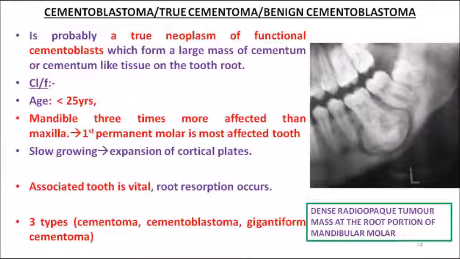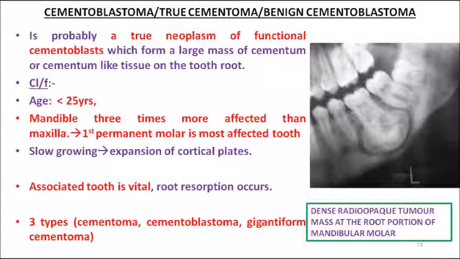Now coming to the last benign odontogenic tumor we are dealing with today, that is cementoblastoma. It's very important because cementoblastoma, or true cementoma, or benign cementoblastoma, is seen radiographically as a dense radio-opaque tumor at the root portion of the mandibular molar, as in the radiograph I have shown there. Radiographically it is connected to the root portion of a tooth. And it's a true neoplasm of functional cementoblasts, that is what you should remember.